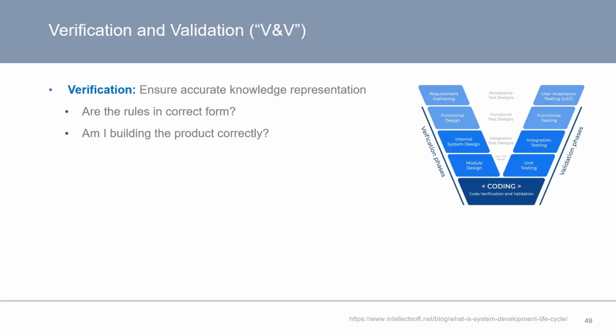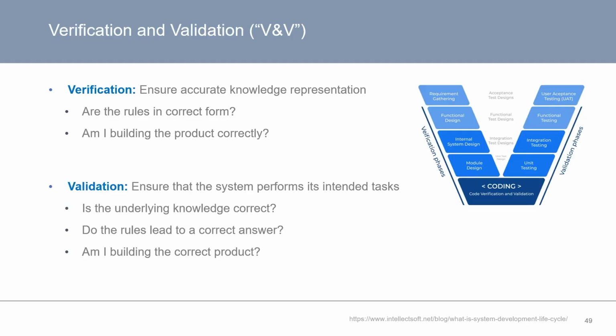Verification aims to ensure accurate knowledge representation, asking questions like, are the rules in correct form, or am I building the product correctly? Related to this is validation, which seeks to ensure that the system performs its intended tasks. In other words, is the underlying knowledge correct? Do the rules lead to a correct answer? And am I building a correct product?